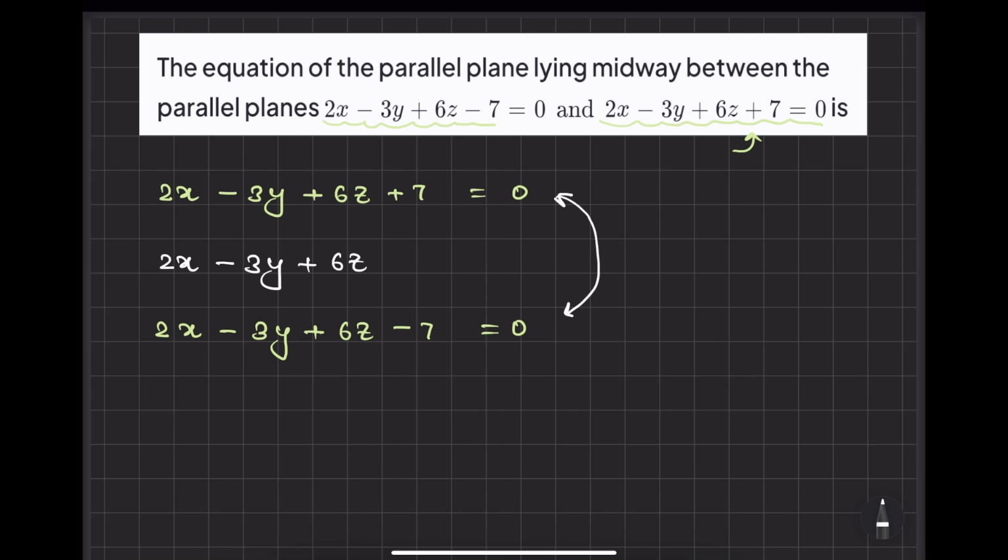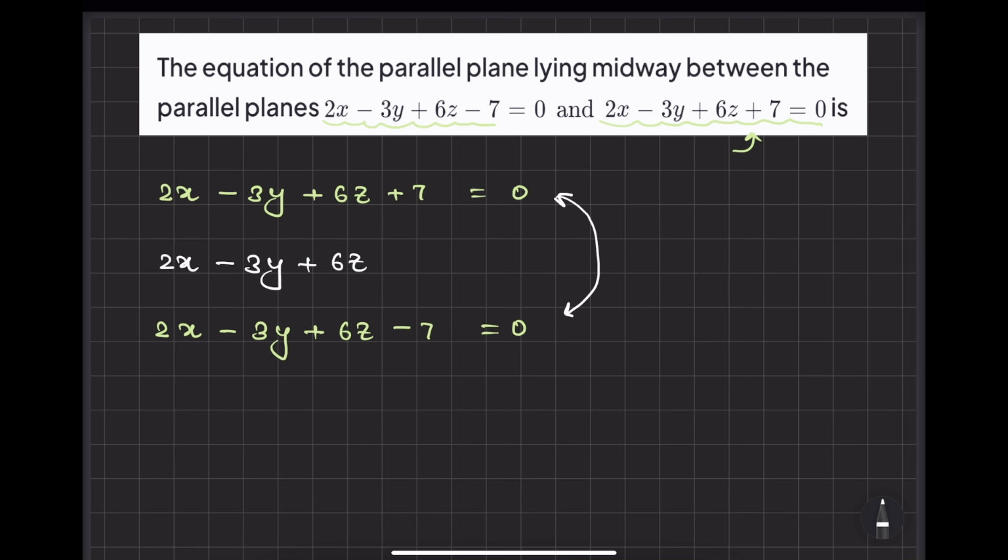Now we have to think about the constant. Look at the gap between this number and this number. One is minus 7 and the other is plus 7. So the gap is 14, correct? Do you have any number from which minus 7 and plus 7 are equidistant?